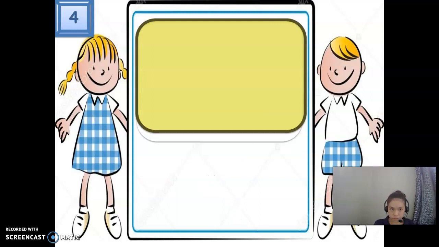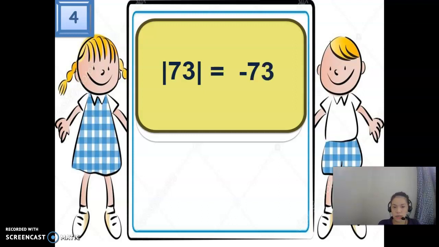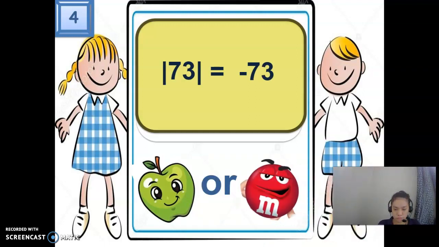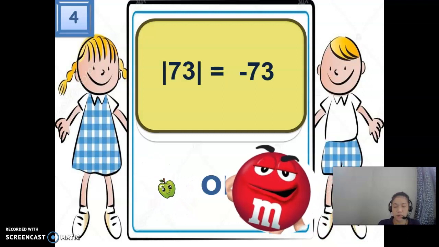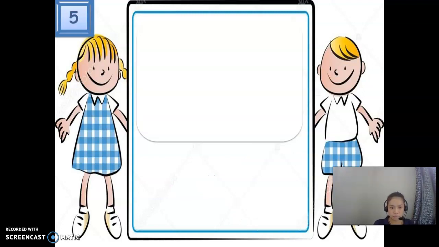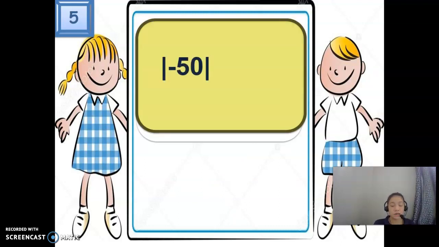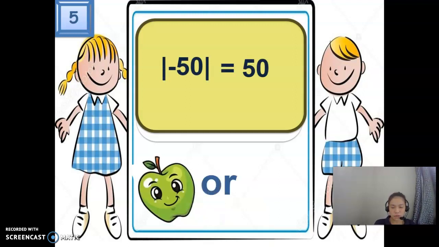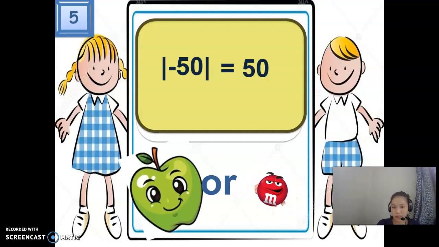Okay, next. Number 4, the absolute value of 73 equals negative 73. Is it true or false? It is false because the absolute value of 73 is 73. So it must be positive 73. Next, number 5. The absolute value of negative 50 is positive 50. True or false? Okay, so what is your answer? If your answer is true, then you are correct.